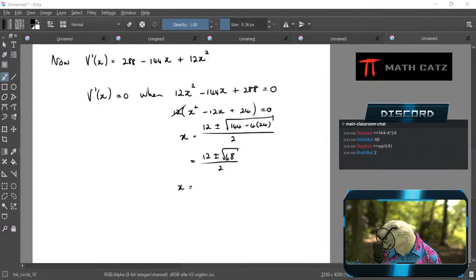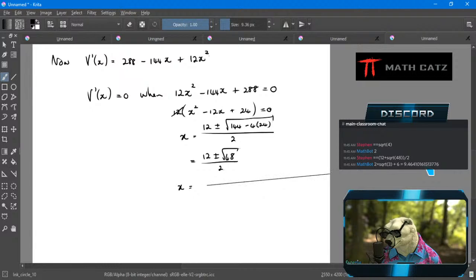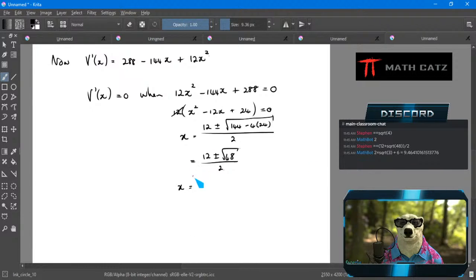So (12 plus square root of 48) and then another bracket, right? Divided by 2. 12 plus, check my brackets. Okay, it looks pretty good. 9.4641. Or, of course, there's one when I minus as well.